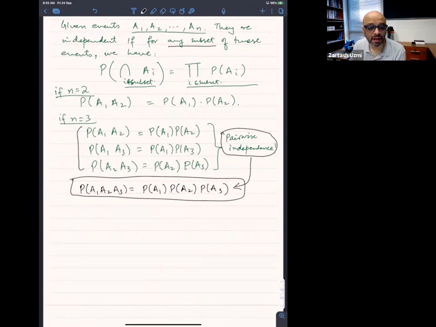So तीन events के independent होने के लिए जरूरी है कि 1, 2, 3 and 4, all of these conditions are met.